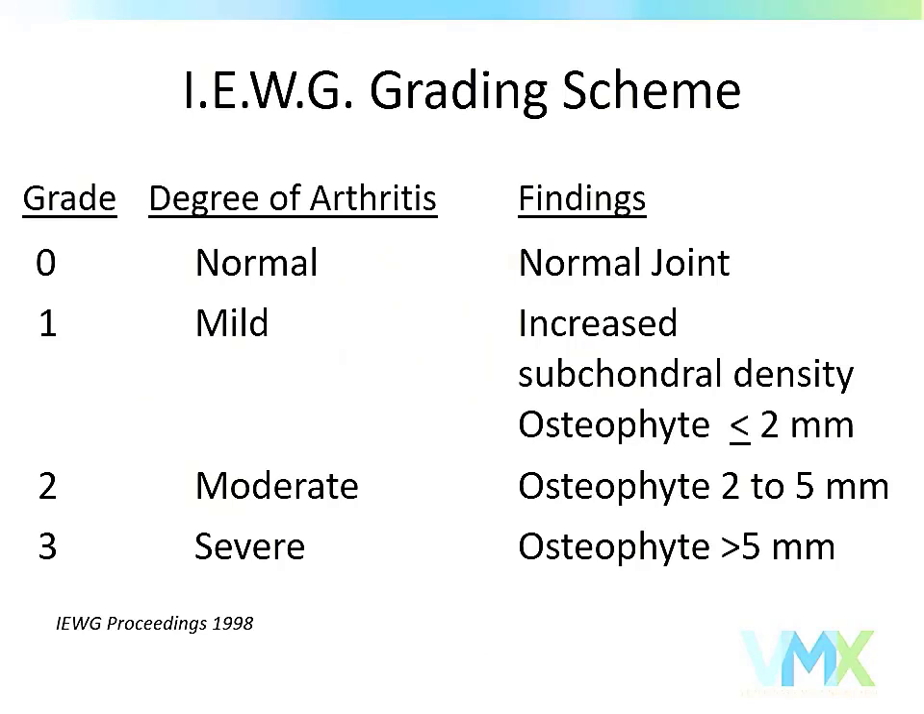So the International Elbow Working Group put this scheme together. If the elbows are normal, they're simply reported as normal. If they're abnormal, they're graded out 1 through 3, depending on the severity of the secondary arthritic change, with the buildup of the osteophyte on the back of the anconeal process being a grade 1 where it's less than or equal to 2 millimeters, 2 to 5 with grade 2, and a grade 3 is greater than 5. By the time you get to grade 3, you've got a grossly dysplastic arthritic elbow.